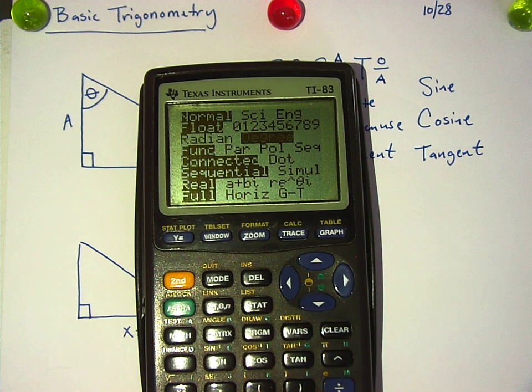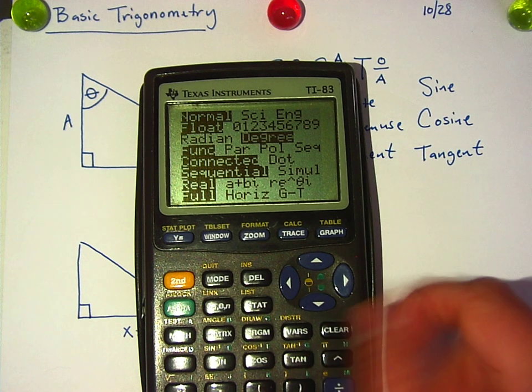Degrees, not radians. So the third one from the top, you want to make sure that you're on the degree side, not the radian. Is it third from the top in your calculators? Okay. Just arrow over.